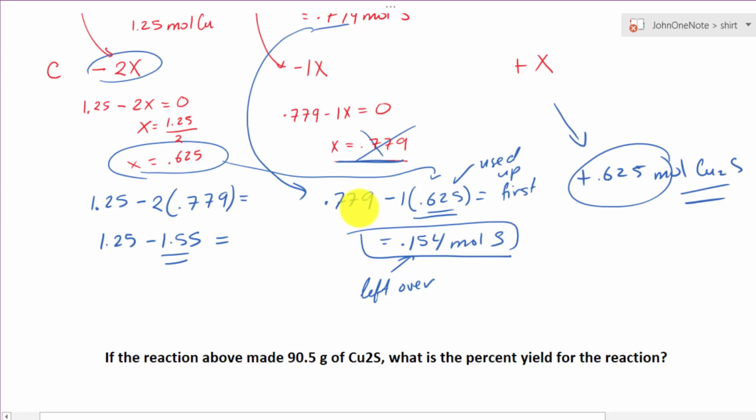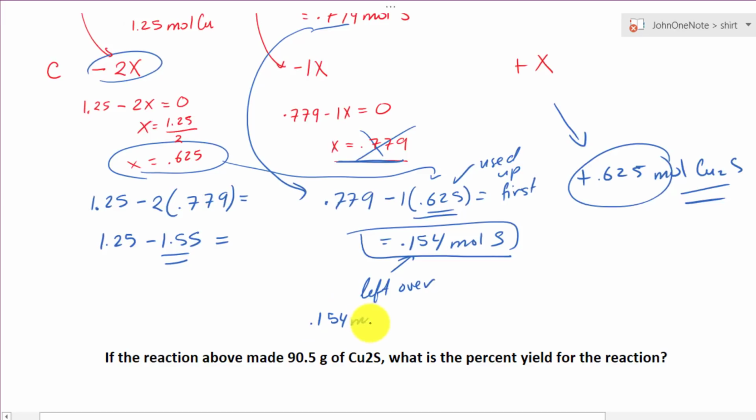It's easy, isn't it? So now, what if I want to make this problem even more challenging? If I have moles, what do you think I'm going to ask you? Well, I'm going to ask you to convert moles to grams. So how many grams of sulfur is going to be left over? Well, let's solve this problem.